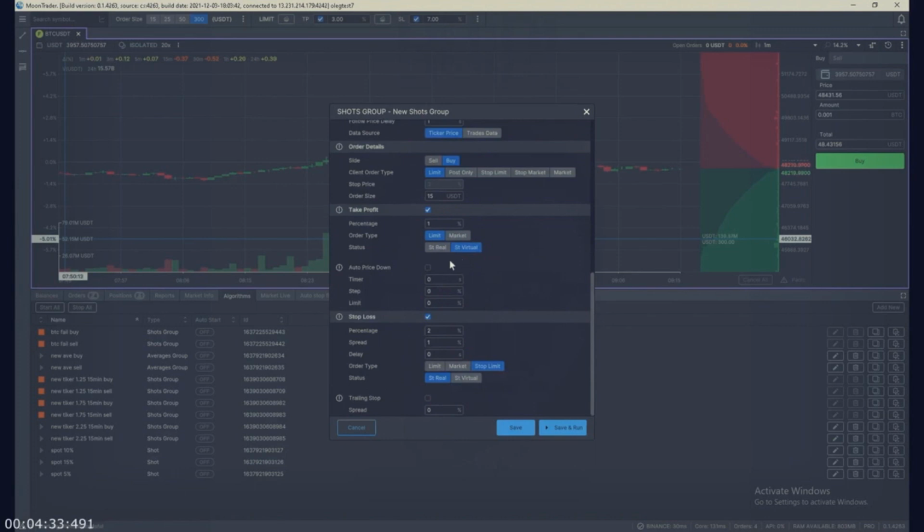In the status line, we choose the order execution type. Take profit is either real, placed only on the exchange, or virtual, placed in your client and not on the exchange.